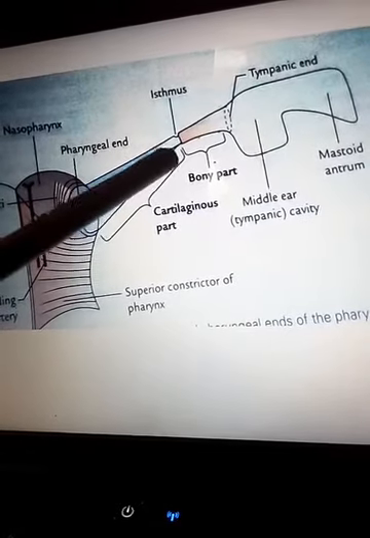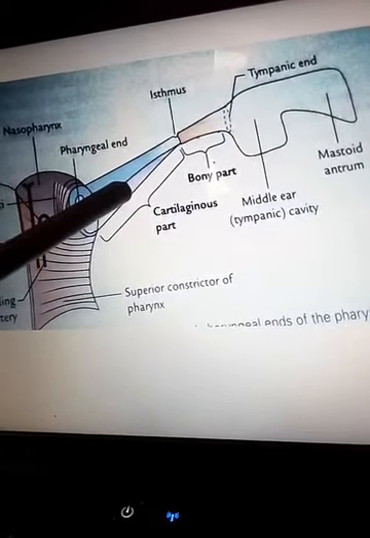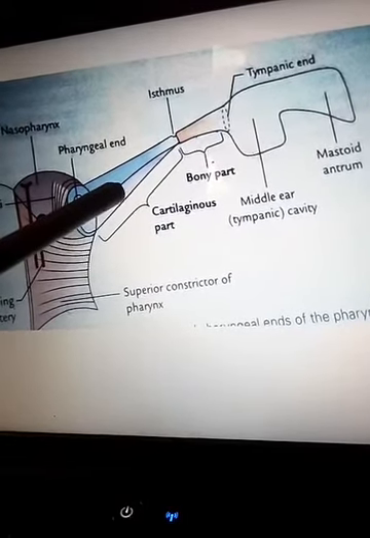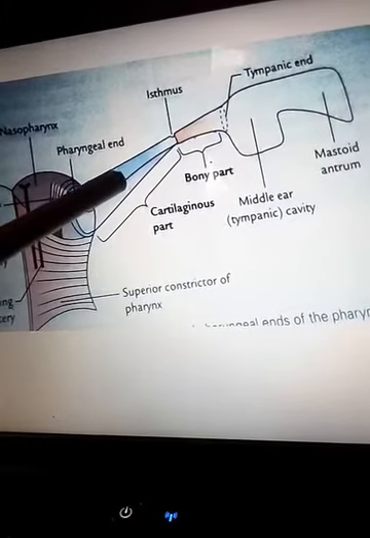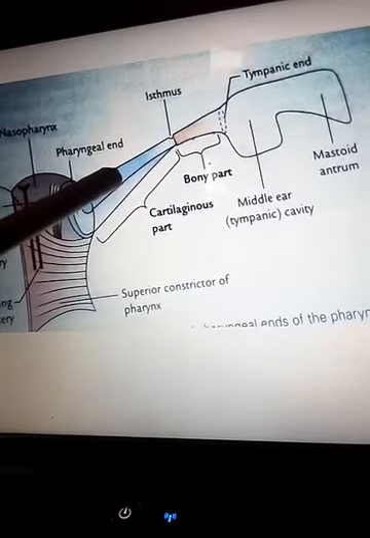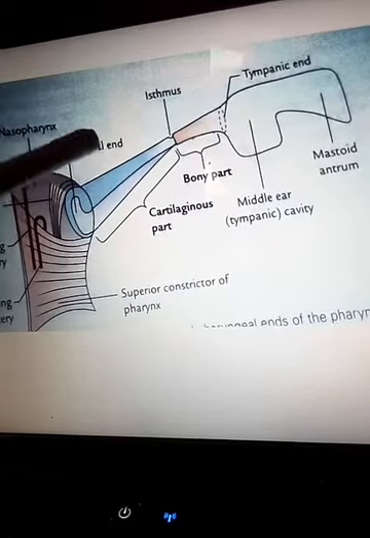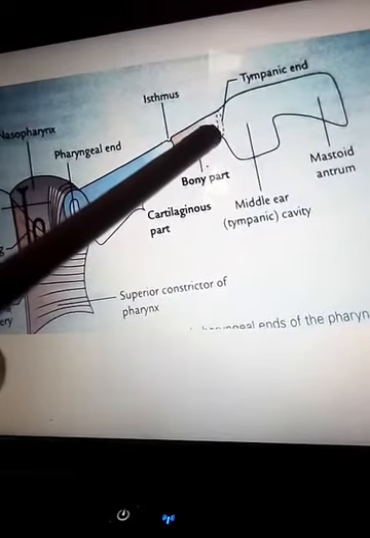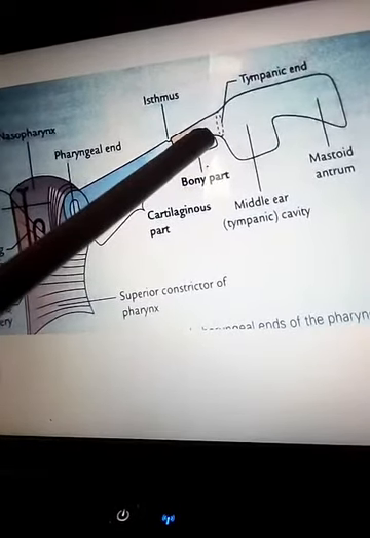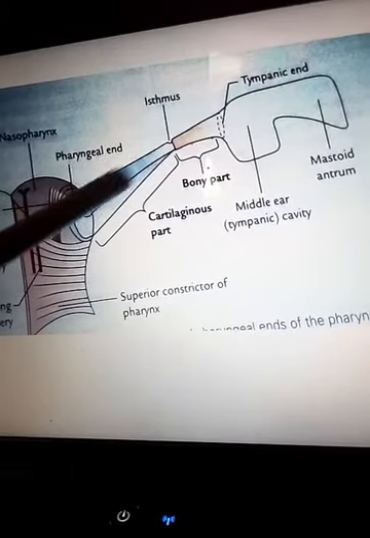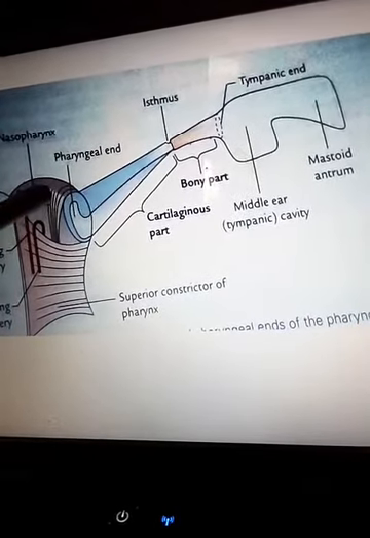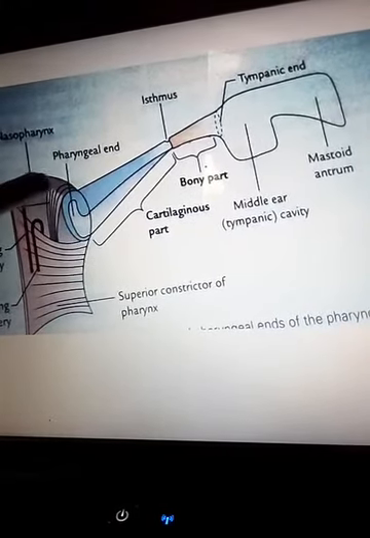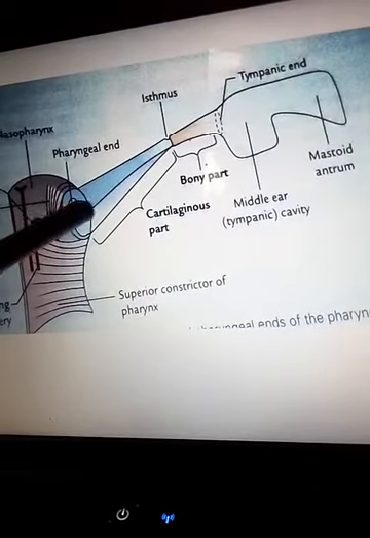The cartilaginous part is made of a single piece of elastic fibrocartilage which is folded upon itself in such a way that it forms the whole of the medial wall, roof, and part of the lateral wall. Now, tympanic end of the tube is small and bony. It is situated in the anterior wall of the middle ear. Now the pharyngeal end of the tube is relatively large and slit-like. It is situated in the lateral wall of the pharynx, and the pharyngeal orifice is the widest part of the tube.